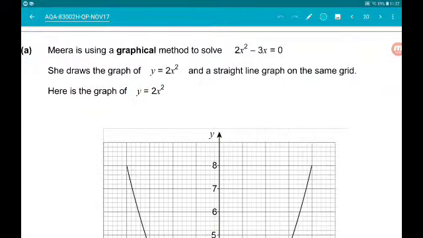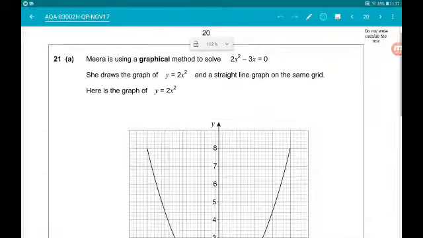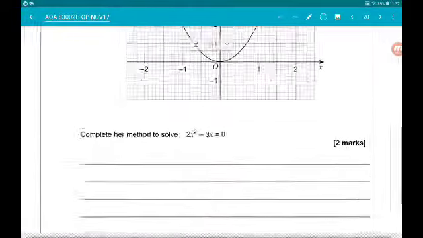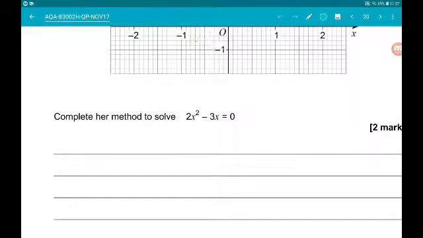Okay, question 21. Mina is using a graphical method to solve 2x squared minus 3x is equal to 0. She draws the graph of y equals 2x squared and a straight line graph on the same grid. Here is the graph of y equals 2x squared. Now we want to complete a method to solve 2x squared minus 3x is equal to 0. So we need to draw a straight line. Now what straight line do we need to draw?